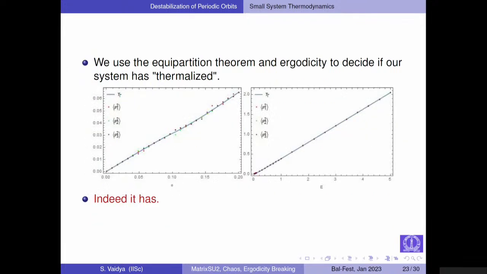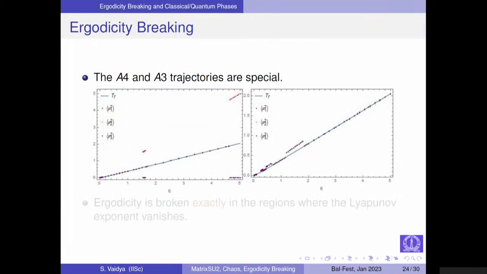And we checked numerically. We computed the Gibbs temperature and computed the expectation values of p1 squared, p2 squared, and p3 squared. You can see that for low energies, there are small deviations, but for higher energies, the ergodic values coincide completely with the Gibbs temperature. So we can say that the system has thermalized.